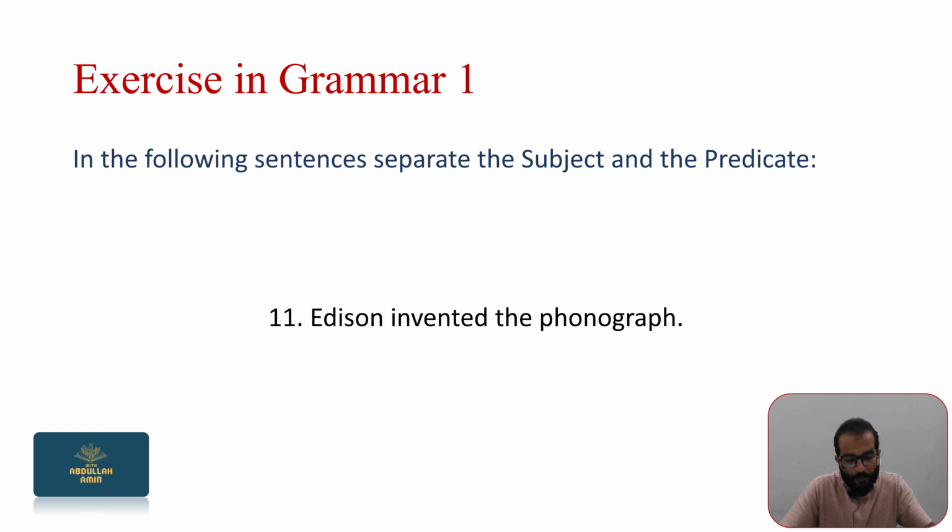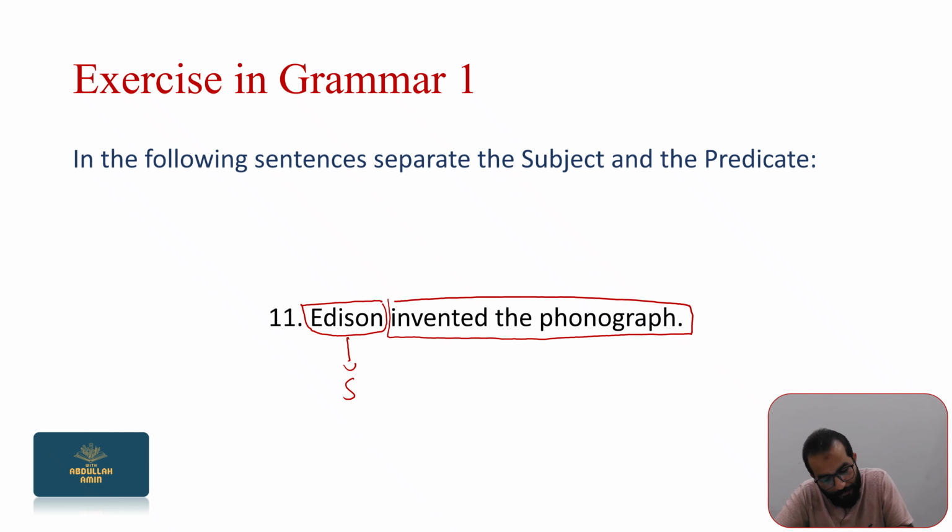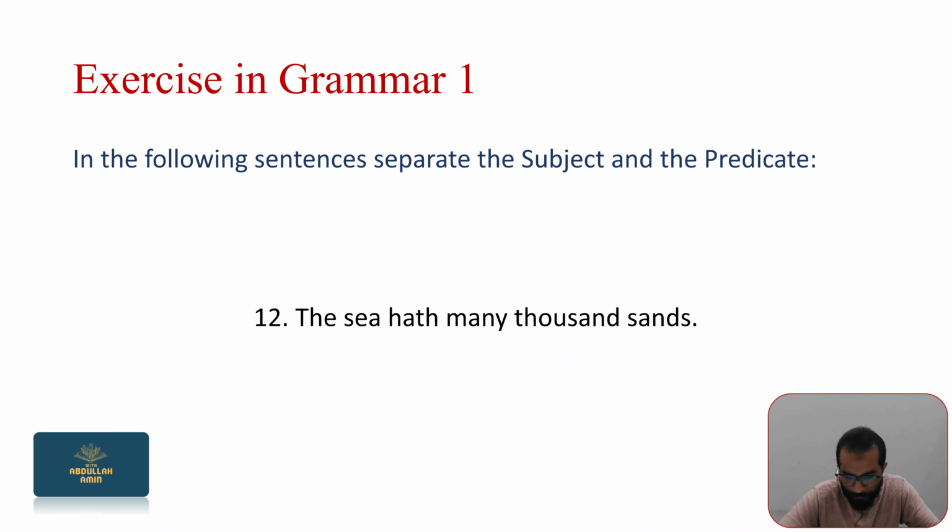Moving to the 11th example, which says Edison invented the phonograph. Even if we have photograph, nothing will change. So Edison, this name is the subject, invented the phonograph is the predicate in this example. This part, invented the phonograph, is giving us information about this person, Edison. Let's move to the next example.